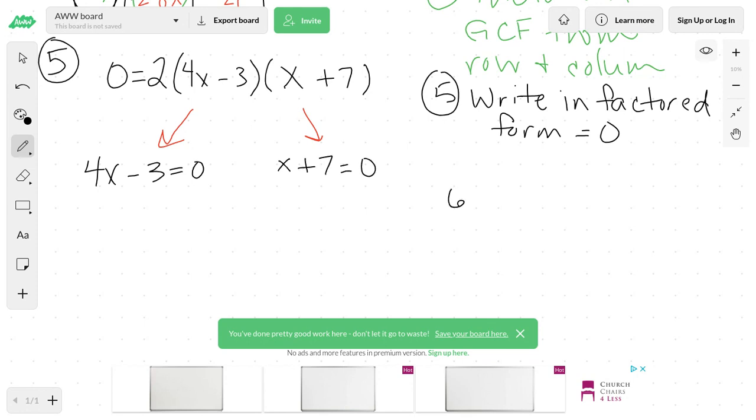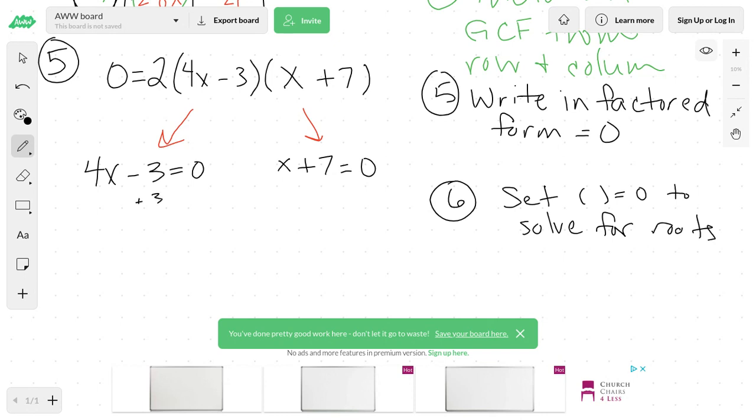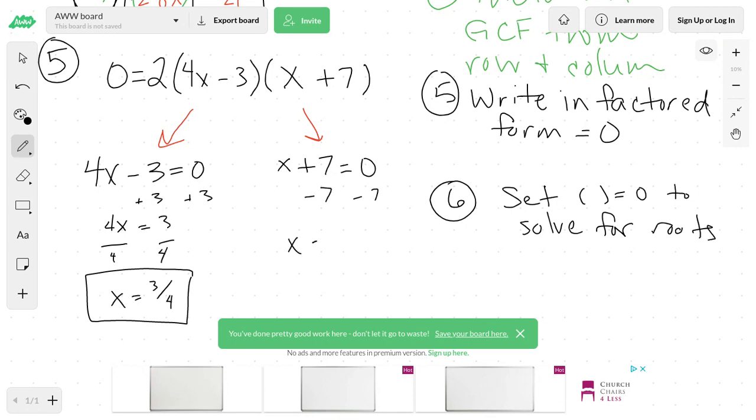So this is our last step. This is step 6. So we're going to say set our parentheses equal to 0 to solve for our roots. Okay, so this is just like before. So to solve this, we want to add 3 to both sides. So we're left with 4x equals 3. Then we want to divide both sides by 4, and we get x equals 3/4. Or if you want to write it as a decimal, it'd be 0.75. That would be fine. And then this one, we want to subtract 7 from both sides, and we get x equals -7.